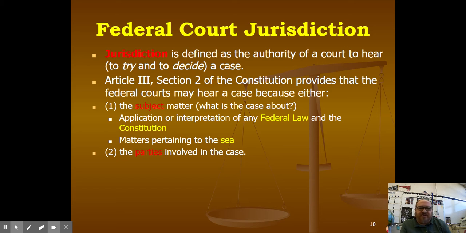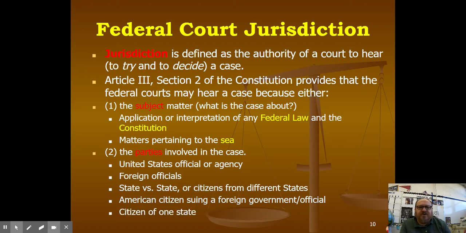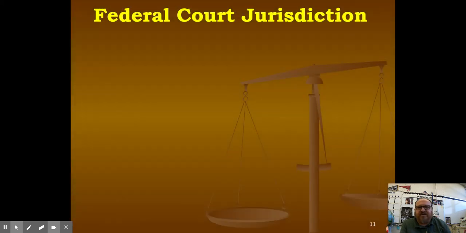Then number two, the parties that are involved. Okay, so who is involved in the case? Who are the people? It could be a United States official or agency or department. Could be foreign officials. Could be two states or citizens from two different states that have issues with each other. It could be an American citizen suing a foreign government or official. Could be the citizen of one state against the federal government.